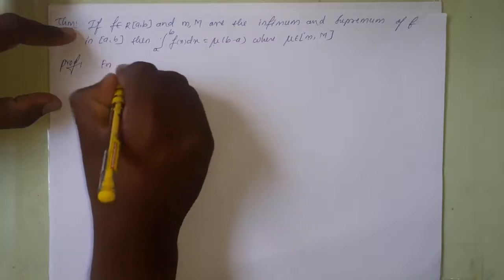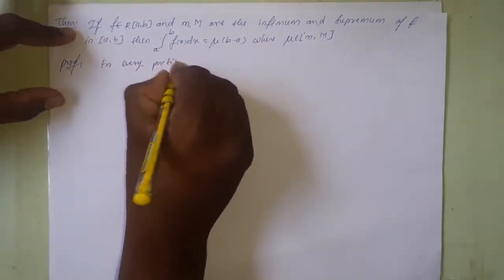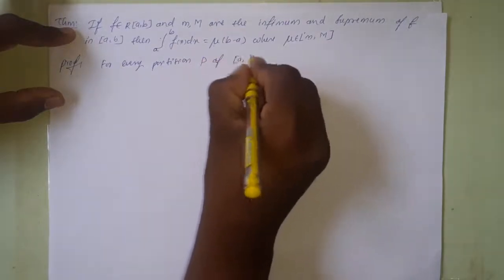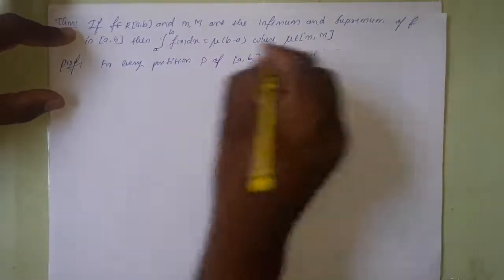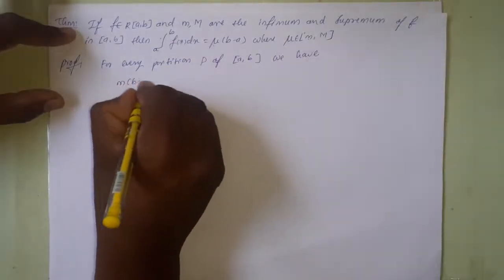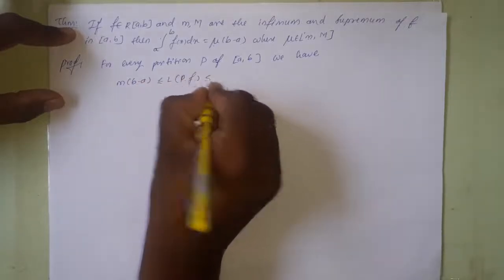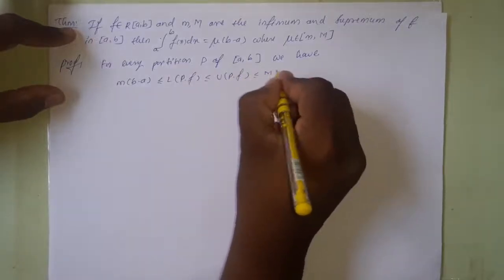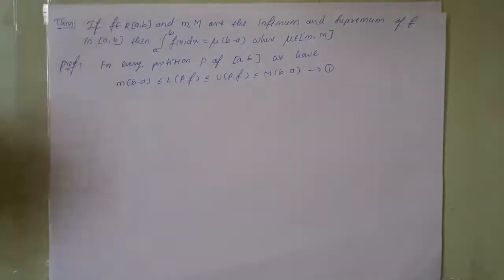For every partition P of the closed interval [a, b], we have small m times (b minus a) less than or equal to L(P,f) less than or equal to U(P,f) less than or equal to capital M times (b minus a), and consider this as the first equation.